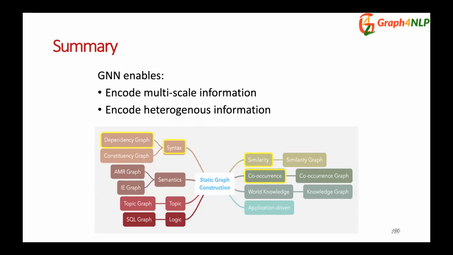To summarize, graph neural networks enable the encoding of multi-scale information and heterogeneous information for different applications. Thank you.